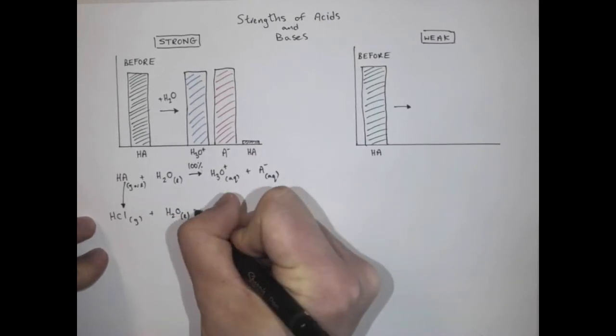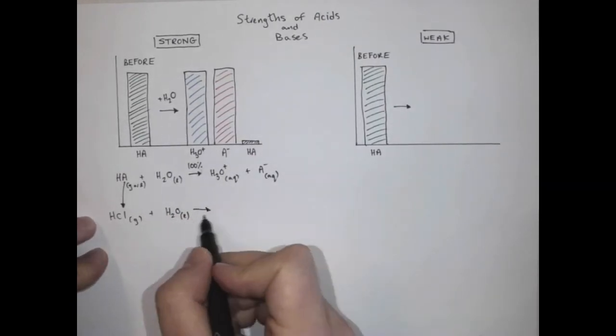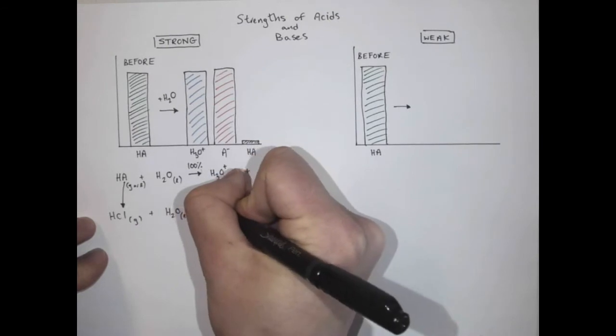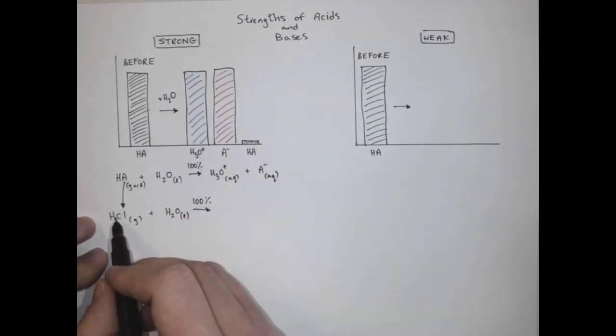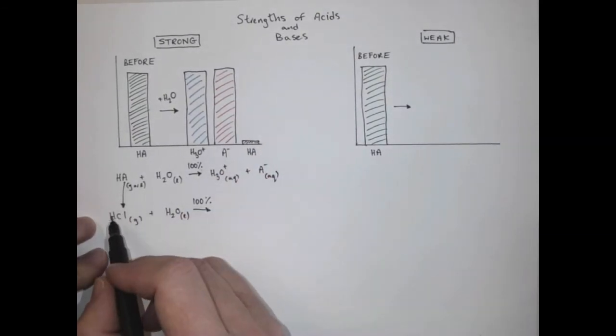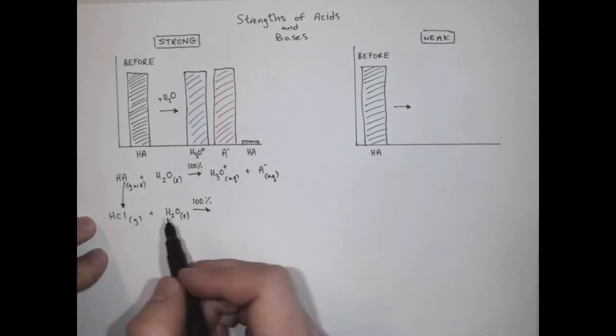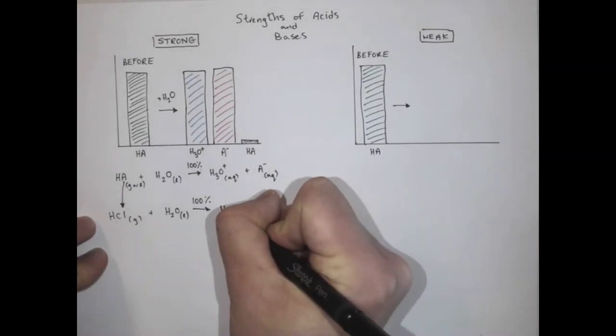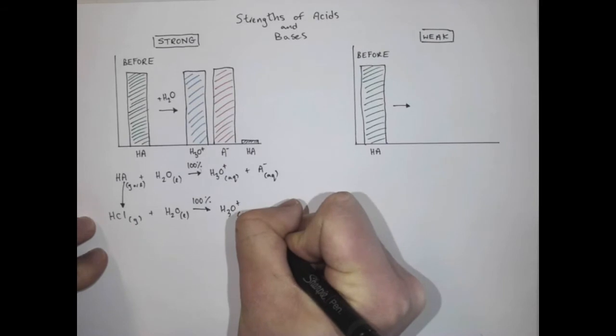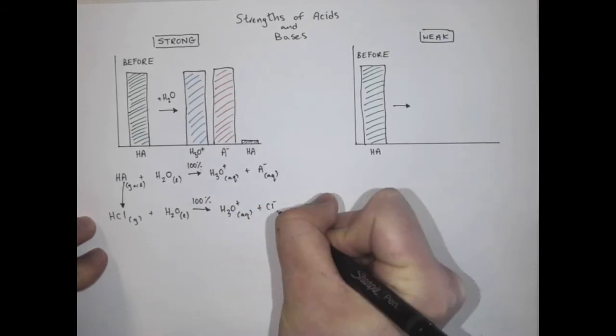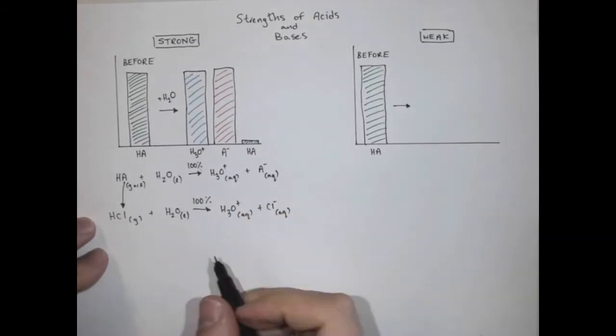Hydrogen chloride plus water. I draw it with a single arrow because this doesn't go backwards. We're all in. We're going all or nothing. Hydrogen chloride plus water turning into hydronium and chloride ions. We're not holding anything back.